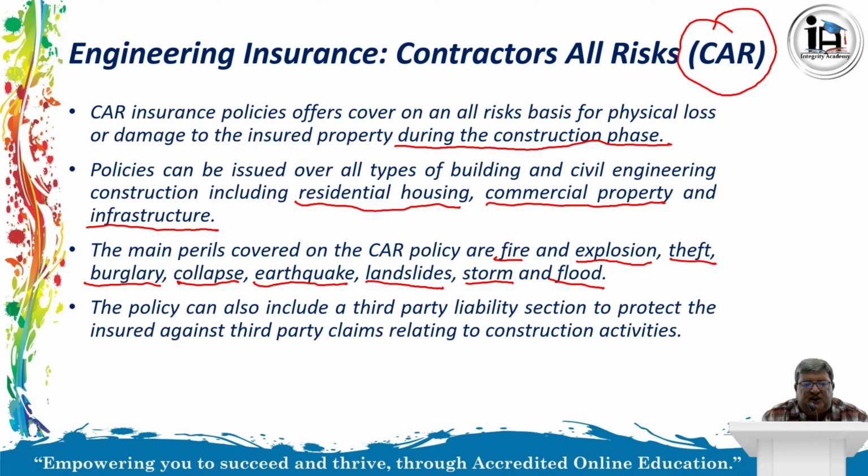The policy can also include a third-party liability section to protect the insured against third-party claims related to construction activities. Now, third-party claims, as we said before: once the building is signed off, or if you want it to be signed off, you get an inspector to do the inspection so that they can declare it safe for humans to enter the building. And then while he's there on inspection, maybe a piece of the cement from the wall or roof falls on his toes and breaks all his toes. Now he needs to go into hospital for an operation, and he's going to put in a claim against that contractor: a third-party claim.